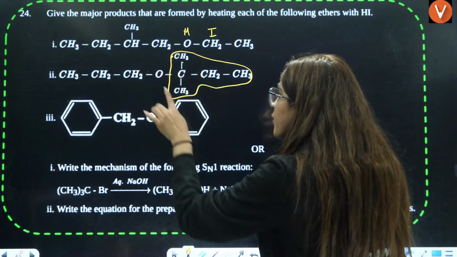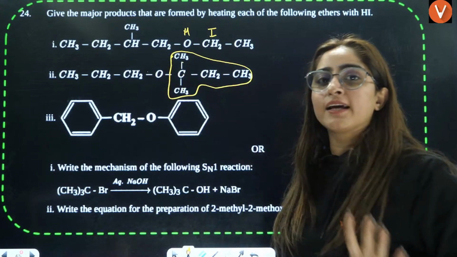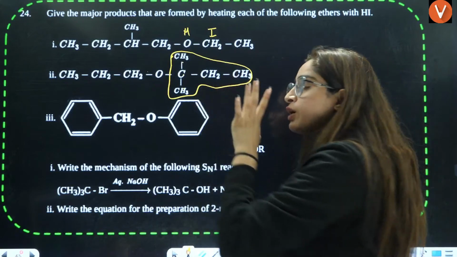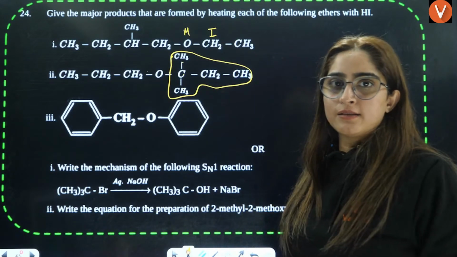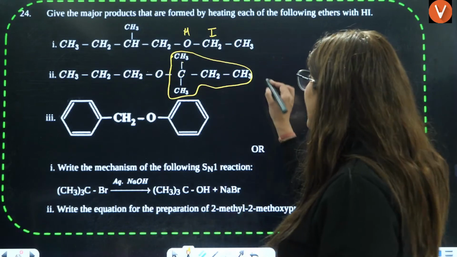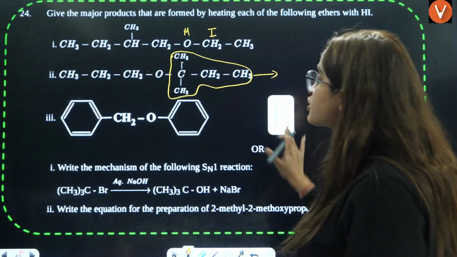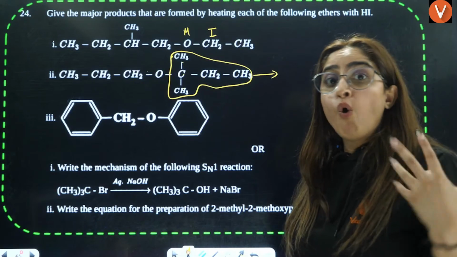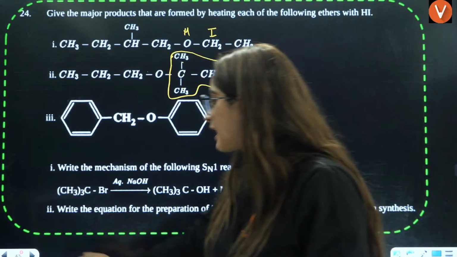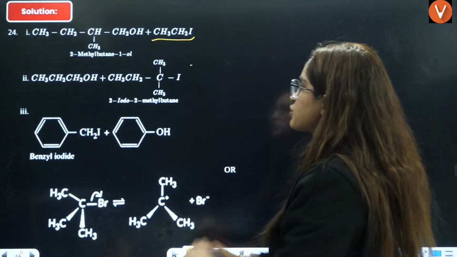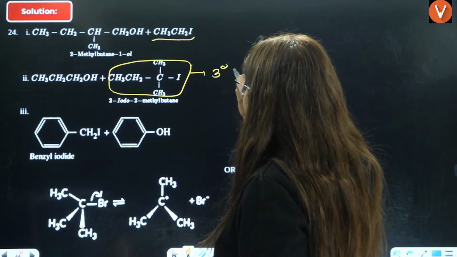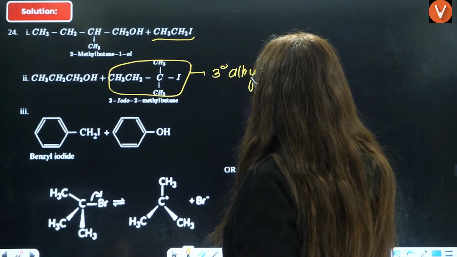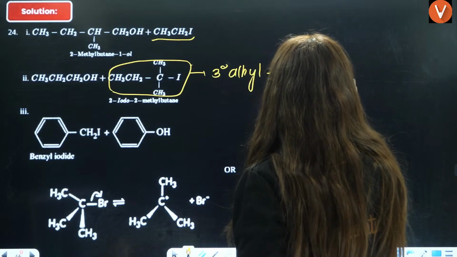So if you have any of it as 3 degree, then what will happen? You will use a carbocation here. That means the alkyl halide that will be formed is the one that is more stable according to the carbocation. That is why you will have the formation of 3 degree alkyl halide. Okay. Here you will use carbocation.